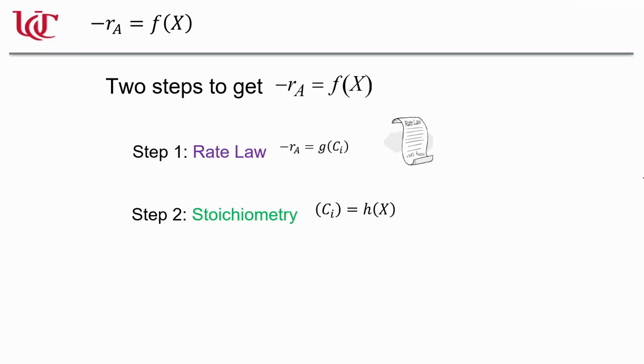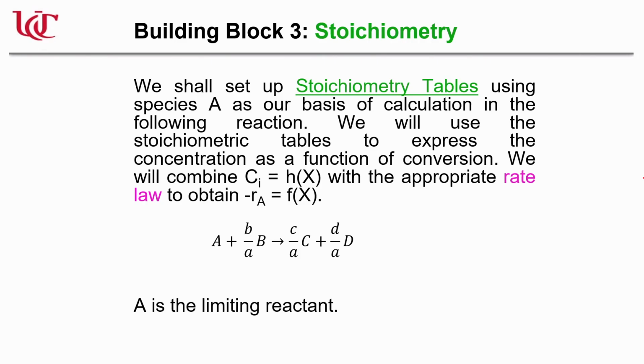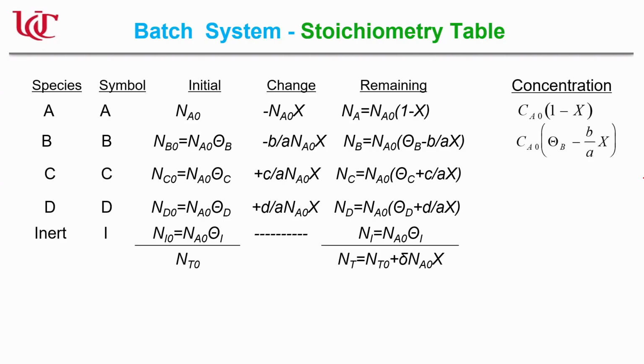So the next step is to correlate the concentration with X, from the stoichiometric table. Then we can combine steps one and two to get RA as a function of X. That's why this week we started to learn the stoichiometric table. Again, we use this general equation as an example, and A is the limiting reactant. We can build this stoichiometric table for the batch system. We already used this kind of table in building the mole balances in terms of conversion.